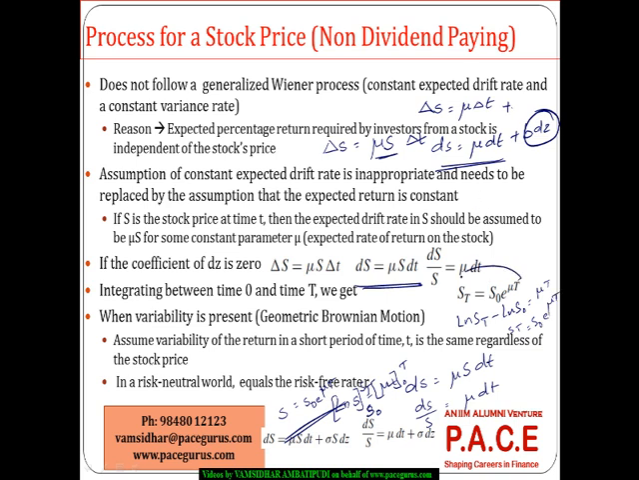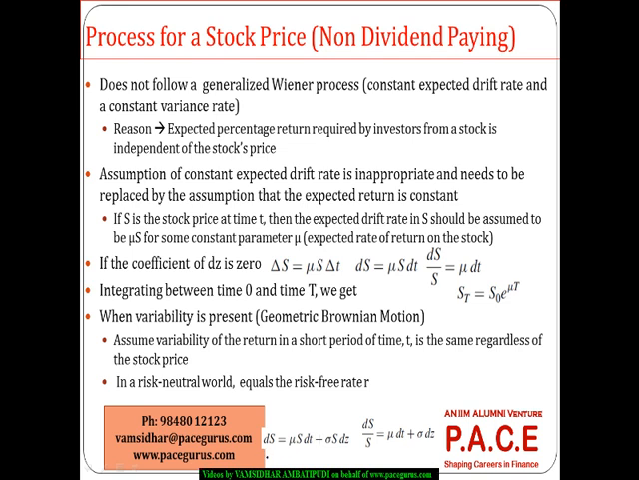Now this is the relation. So we don't get something like St is S0 plus mu t. That is what we would have got in a generalized Wiener process. But here we are following what is called a geometric Brownian motion, which would result in St equal to S naught times e power mu t. Right? And if the variability is present, it's much more appropriate.